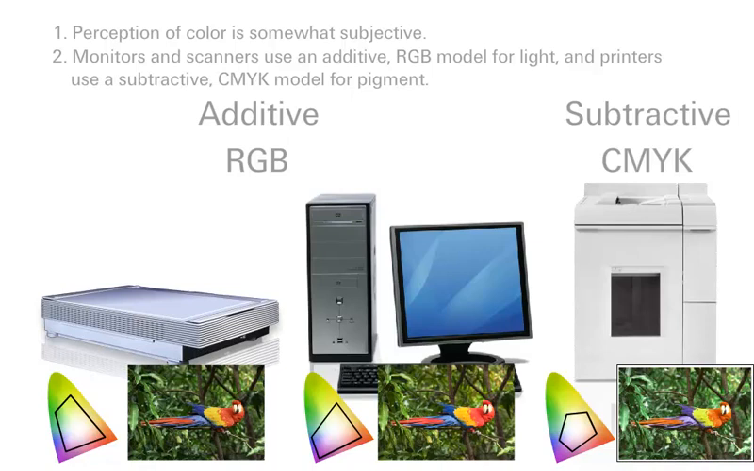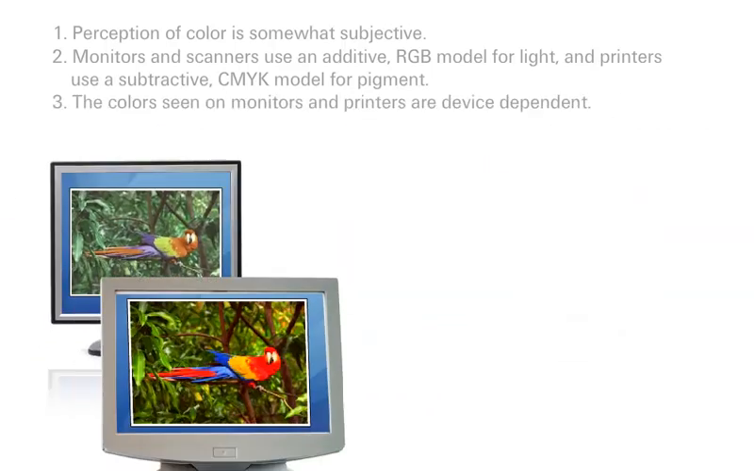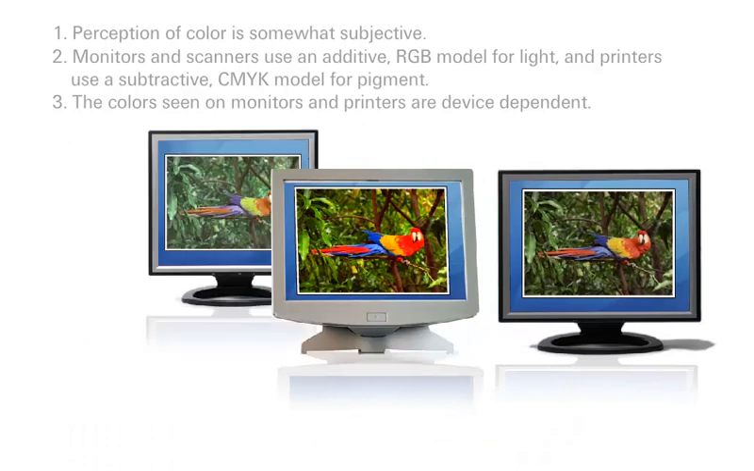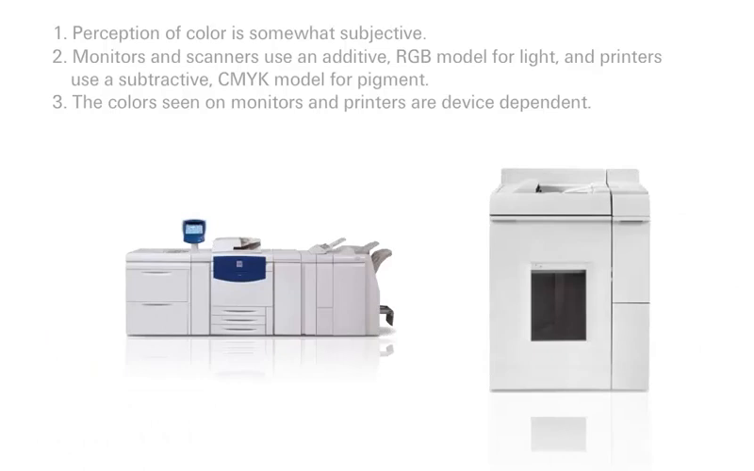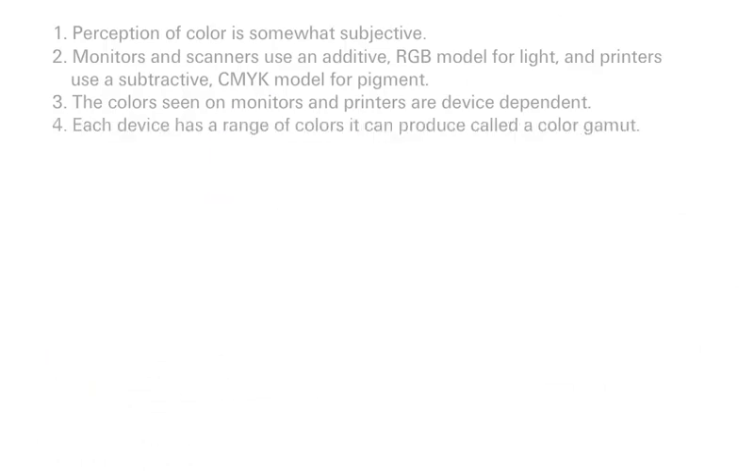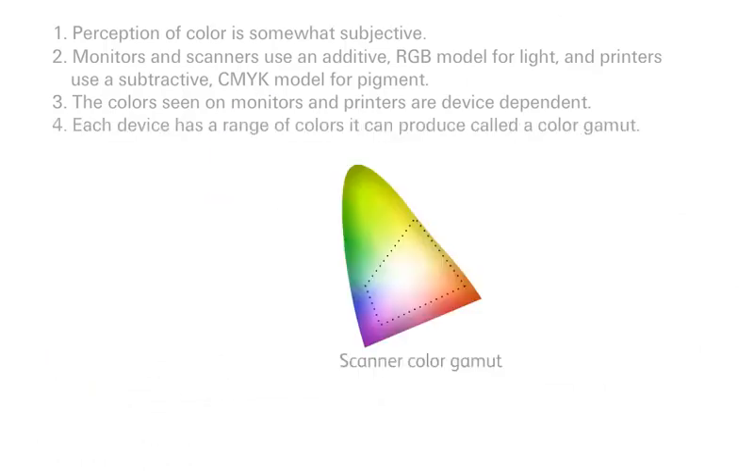Manufacturers use their own definitions for creating color. The colors seen on monitors and printers are device-dependent. Device-dependent models are often inconsistent between devices. Each device has a range of colors it can produce called a color gamut. This range defines the limits for that device. The vivid blue seen on your monitor may be outside the color gamut of your printer. The fabulous color of your orange t-shirt may not be a color that your monitor can create.